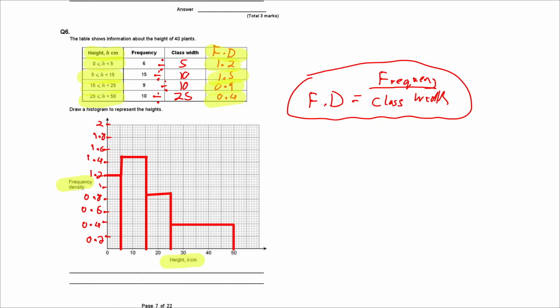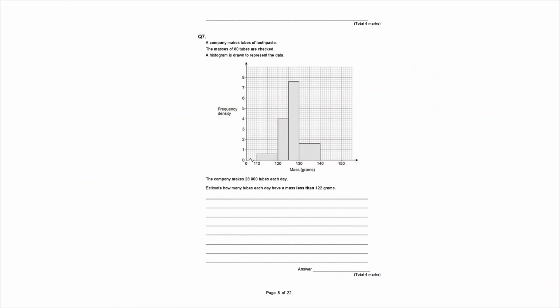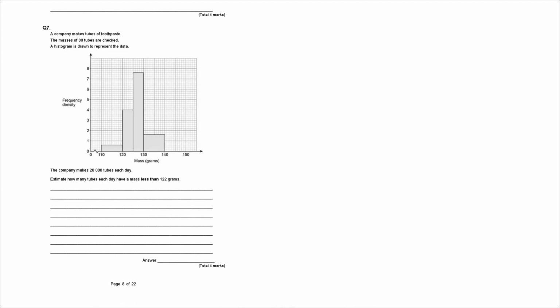Perfecto. Last but not least, question 7, because it's getting quite late. We're doing good. This looks like a lovely question. A company makes tubes of toothpaste. The masses of 80 tubes are checked, so everything in this histogram is going to be worth 80 tubes. The histogram is drawn to represent the data. The company makes 28,000 tubes each day. Estimate how many tubes each day have a mass less than 122.